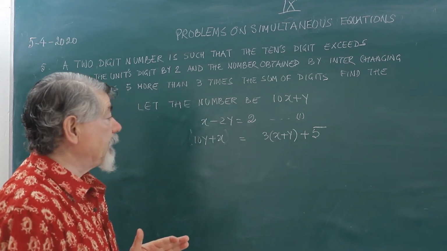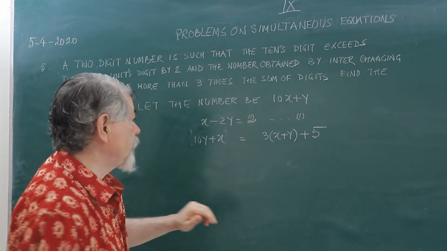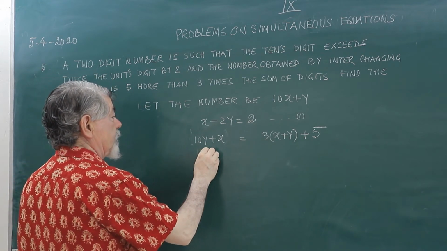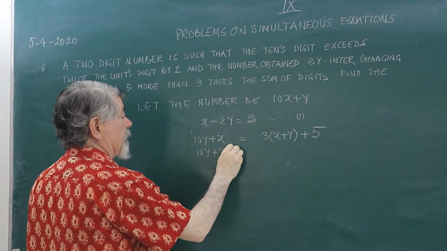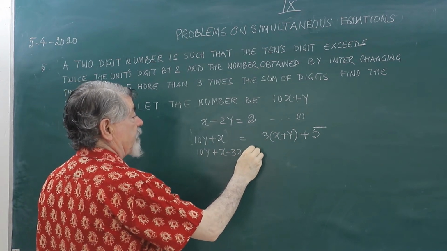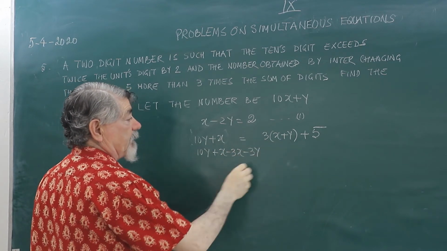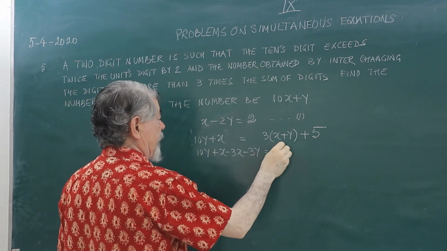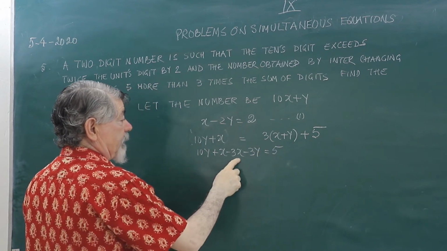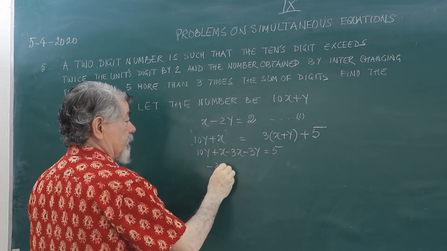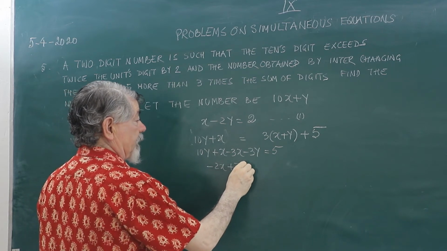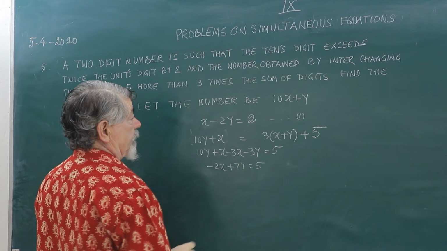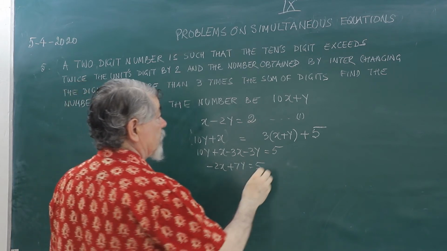Now let us solve this equation. 10y plus x minus 3x minus 3y, I shifted this to this side, became minus, is equal to 5. Or x minus 3x is minus 2x plus 7y is equal to 5. This is equation 2.